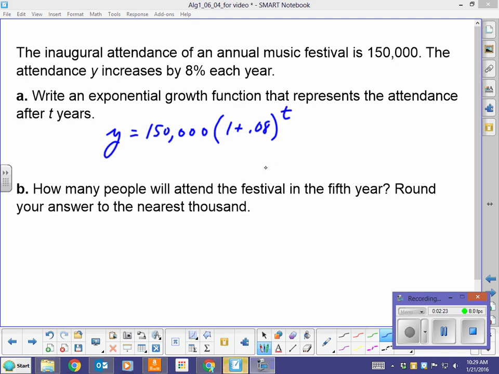Okay, so I'm going to simplify this over here. y equals 150,000 times 1.08 to the power of t. And that's our function. Now it says, how many people will attend the festival in the 5th year? Round your answer to the nearest 1,000. Okay, so that's just a matter of substituting 5 for t.